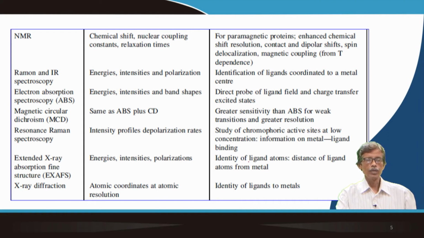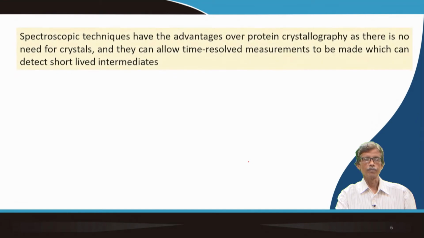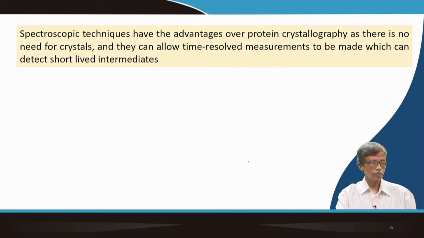Then finally, definitely we can have the X-ray diffraction technique, where the atomic coordinates and typical positions can be found out, and we can fully analyze them with respect to the ligand environment and the metal ions. So, these different spectroscopic techniques are not always very useful, but they have some advantage over protein crystallography, which is the most tedious part of this analysis. You do not need any crystal if you go only for spectroscopic measurements.